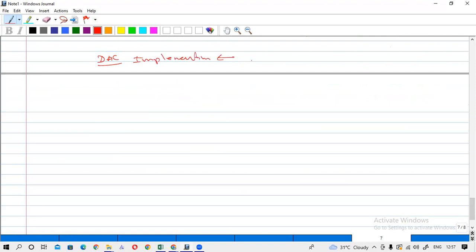Actually, this is somewhat simpler than the ADC. You can use a resistor ladder to construct a DAC. The implementation is very easy. You have to use Ohm's law here. So we will discuss how to implement a DAC next week.